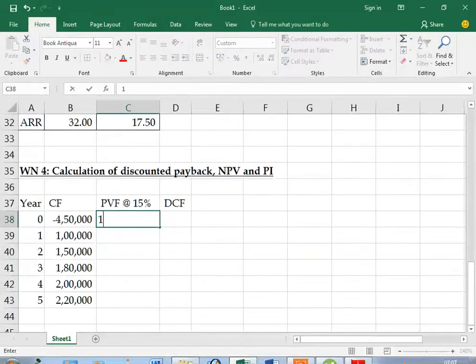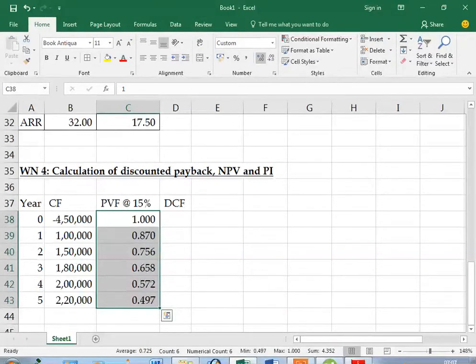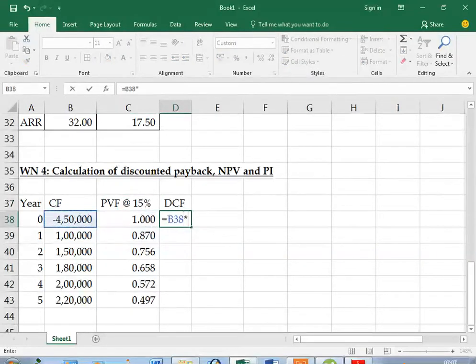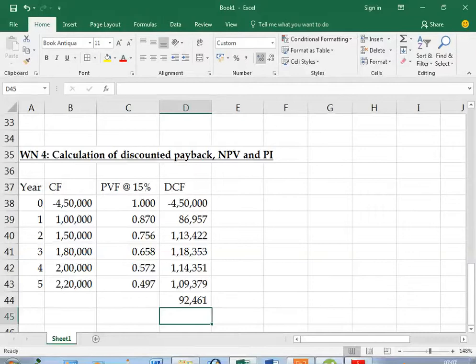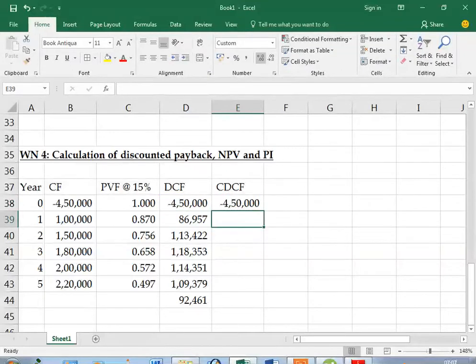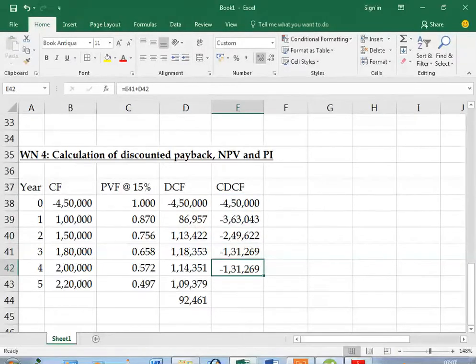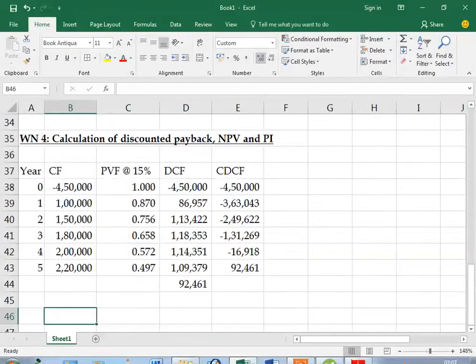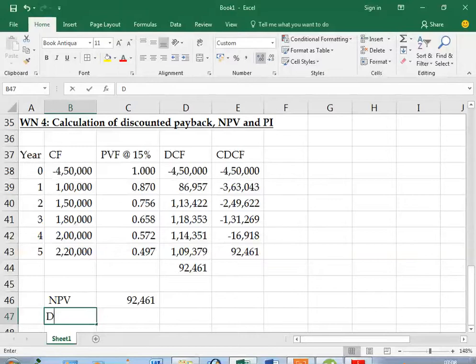Now to do NPV, 1 is the factor for year 1. 1 divided by 1.15. These are the factors, and then we do DCF. The total of this is NPV. Now for doing discounted payback, I use something called CDCF. Like we had cumulative cash flow, this is cumulative discounted cash flow, the cumulative values of the discounted cash flows. Clear? Now below this, NPV is equal to 92,461.